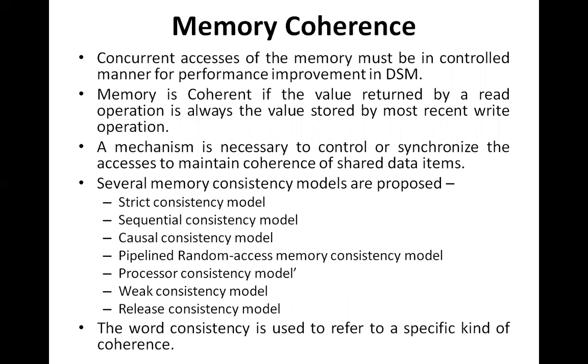In the pipeline RAM consistency model, this model ensures that all the write operations performed by a single process are seen by all other processes in the order in which they are performed, as if all the write operations performed by a single process are in the form of a pipeline. The processor consistency model ensures that all the write operations performed on the same memory location are seen by all processes in the same order.